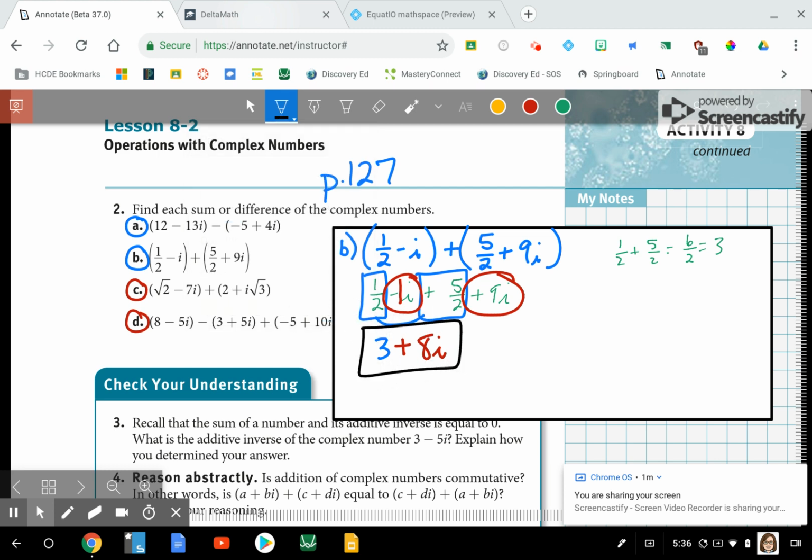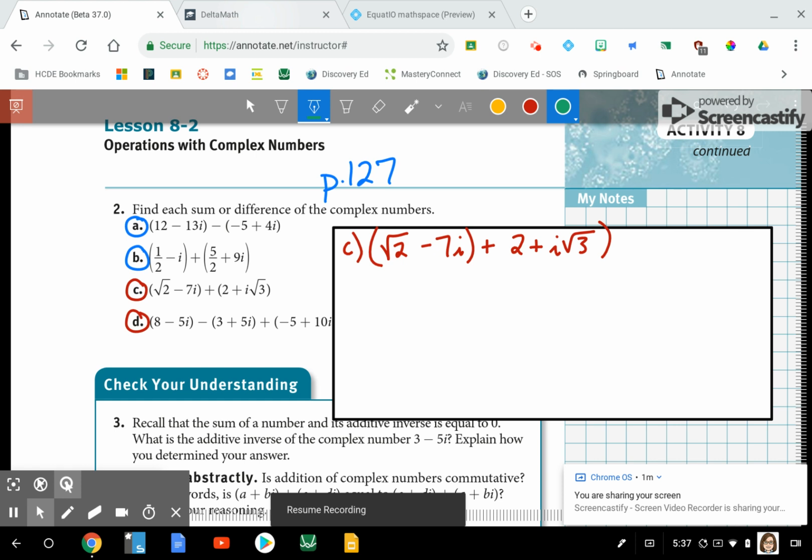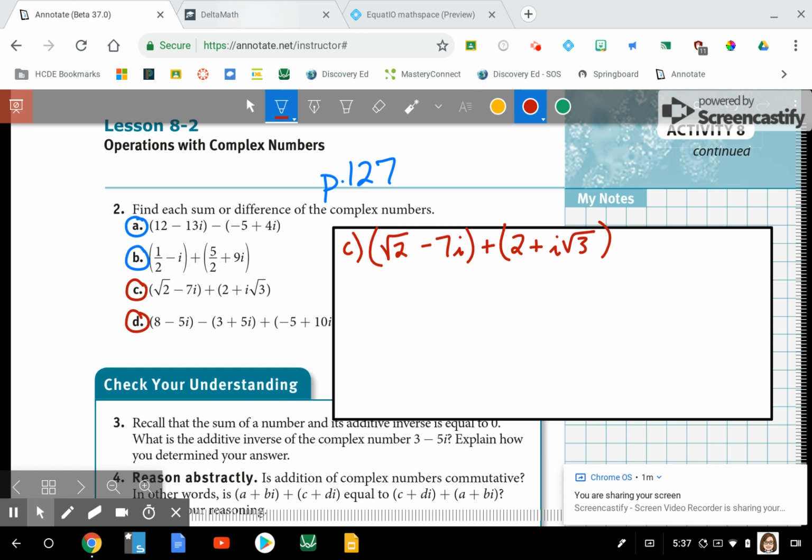So now that you've seen those two examples, I want you to try part C on your own. Okay, so don't let the square roots freak you out. In this problem, this is really just a simple addition problem. So let's first rewrite them without parentheses. So we have a square root of 2, which is a real number. We have this negative 7i, an imaginary number. Then plus 2, which is a real, plus i square root of 3.